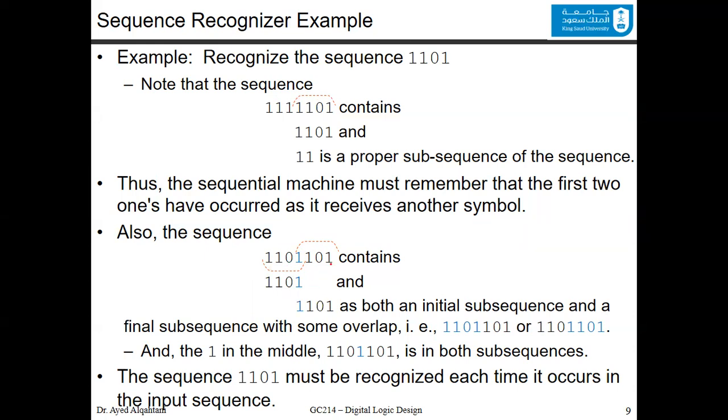So as we said, this sequence contains this part and also this part as both the initial subsequence and the final subsequence with some bit overlap, meaning this bit is overlap between the two. This one in the middle is the overlap, and the sequence 1011 must be recognized each time it occurs in the input sequence. So if you have this one, it will generate the output and make it logic 1, 2 times, while this one, it will make the output equal to logic 1 only 1 time.